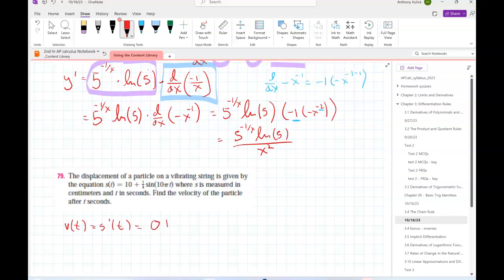So the derivative of 10 is 0, and I have 1/4. The derivative of sine of 10 pi t requires a chain rule. The derivative of the outside is cosine, and the inside stays the same. And then the derivative of the inside is going to be 10 pi. And I'm done. I just do some simplifying, I'll call that 5 pi over 2 cosine 10 pi t, but I'm done. Was that simple?